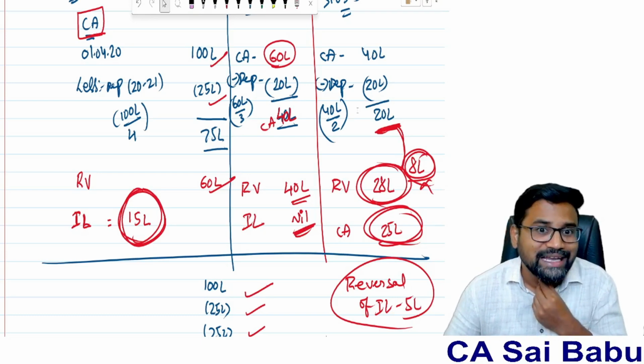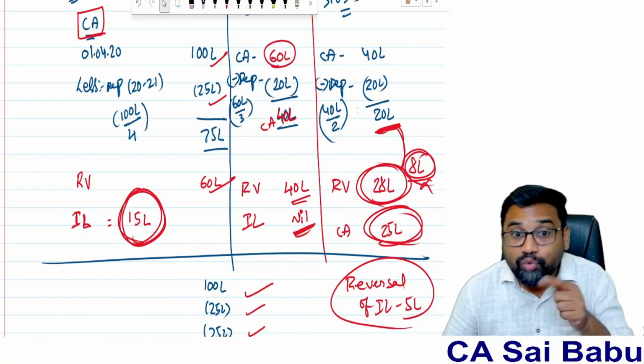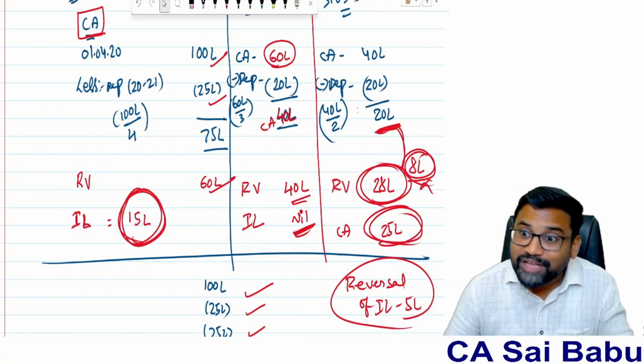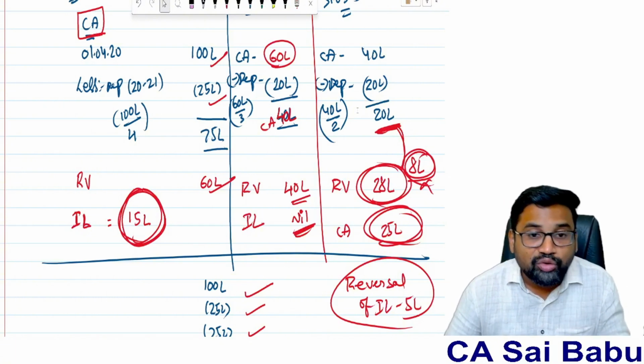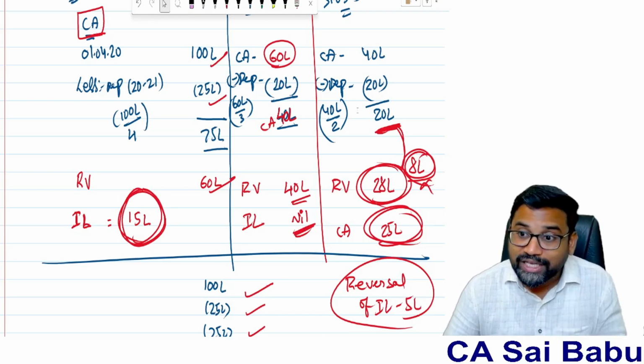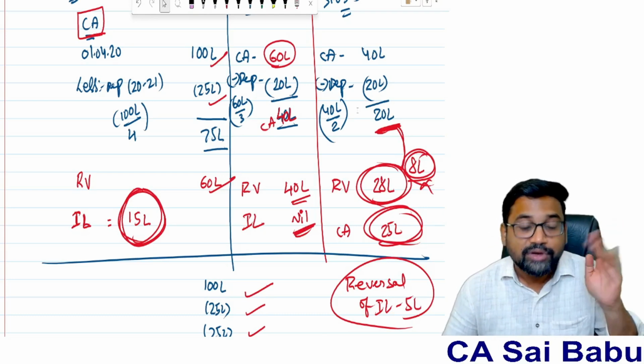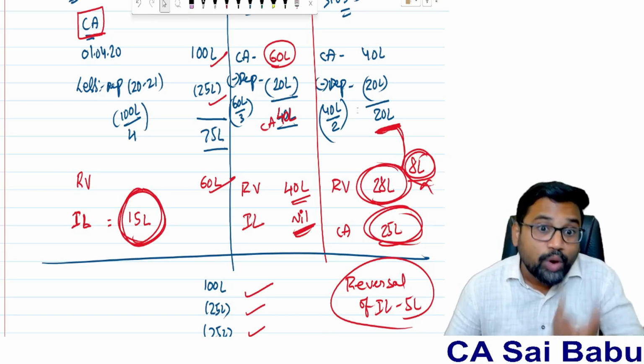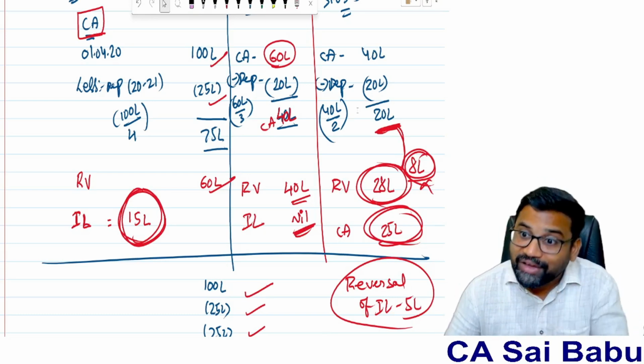Sir, why can't it be 8 lakhs? Only 5 lakhs. Because imagine this asset without impairment loss, what will be the value at the end of the third year? 25 lakhs only. But what is the carrying amount now? 20. But what is the recoverable value? 28. Therefore, I need to increase the asset value. That means I need to reverse the impairment loss. But to what extent, sir? 8 or 5? 5.